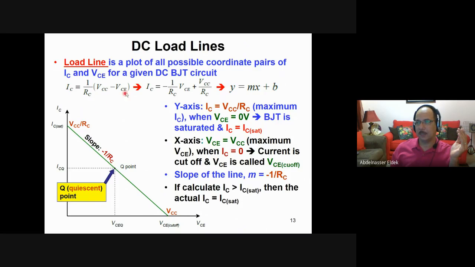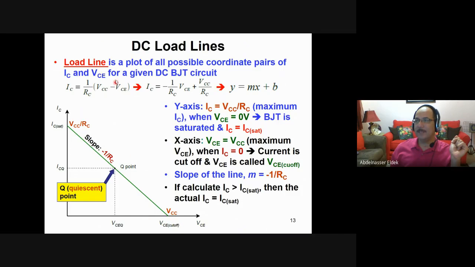We know the relation between the current IC and VCE is like this. We just need two points. If IC is 0, this means that this is 0, which means VCE equals VCC. That's it. So VCE equals VCC, and we call this the cutoff VCE voltage.